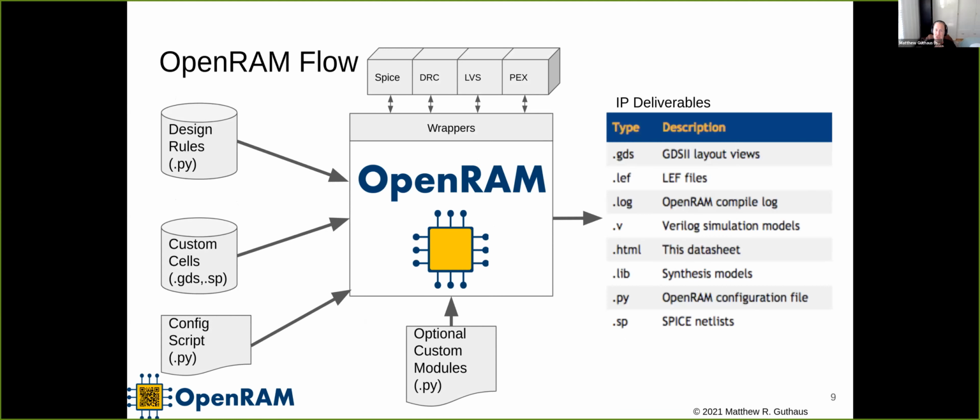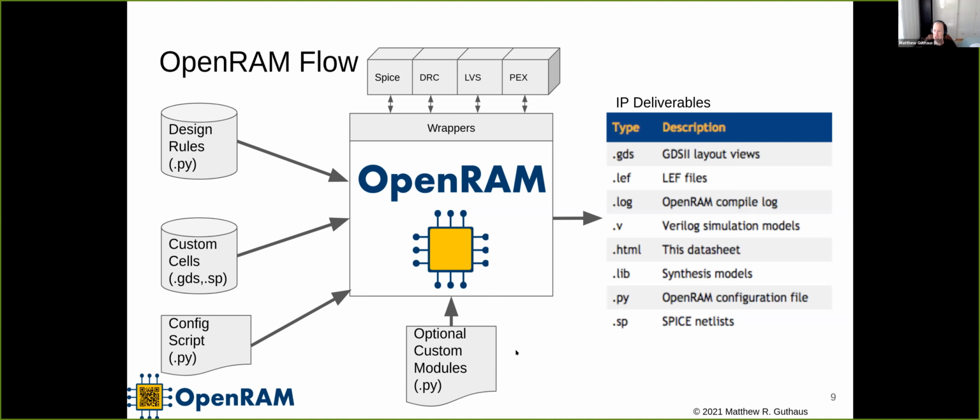So in terms of usage, as I mentioned, it's a wrapper around a lot of the simulator and verification tools. We take GDS and SPICE directly, and we have a GDS representation inside of OpenRAM. We take a subset of design rules in a Python file, a conservative subset just to generate the control logic for the most part. And then we take a configuration script, and we also allow users to override any module.